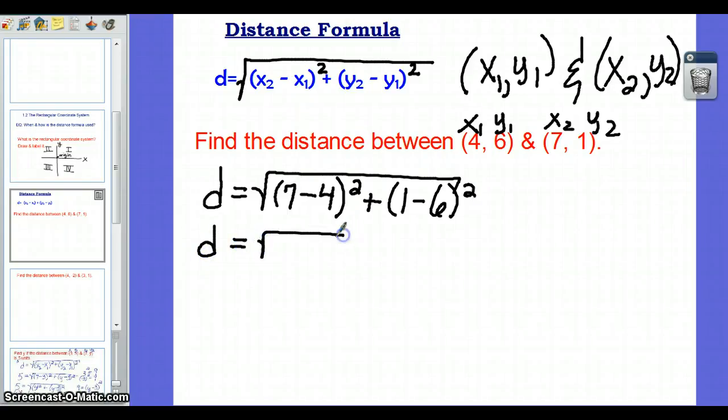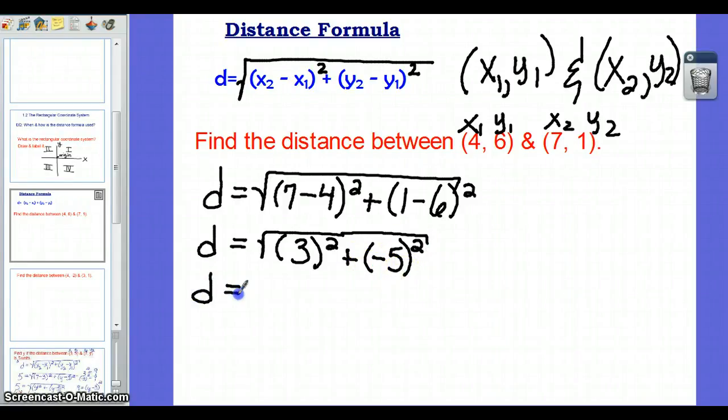We'll take our differences. 7 minus 4 is 3. 1 minus 6 is negative 5. Be sure to put your numbers inside parentheses. It means something different if we do not have parentheses around this negative 5. Now we can square our values. So 3 squared will give us 9, plus negative 5 squared will give us 25. Whenever we square a number, we always get a positive result.